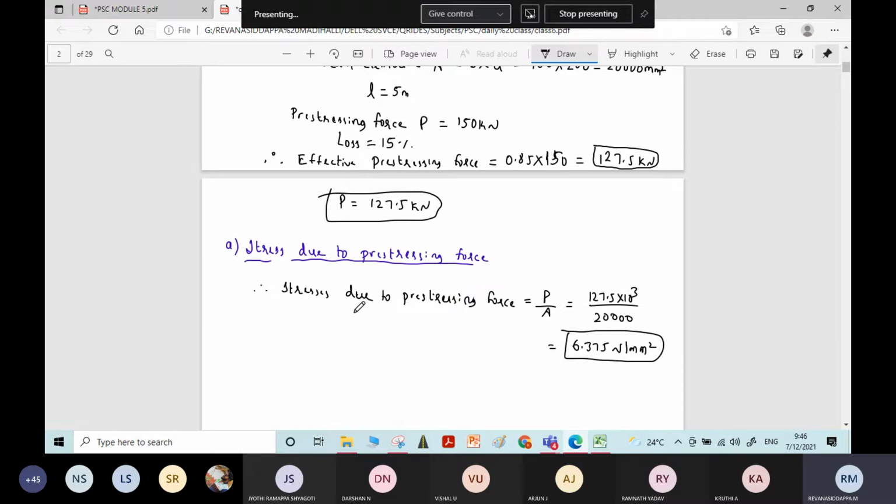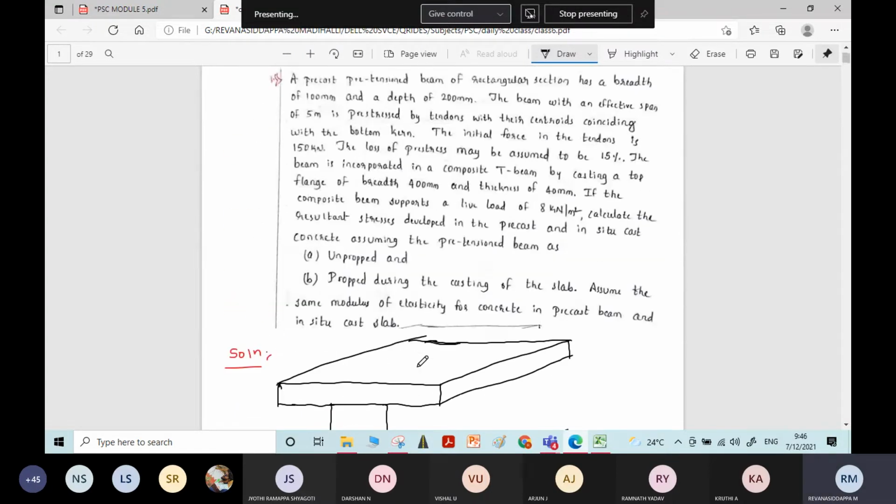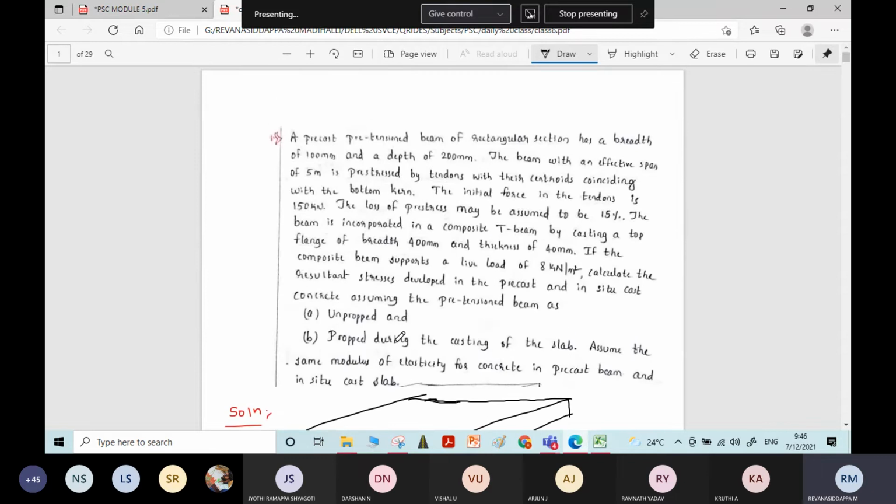Okay. If there is eccentricity, there will be stress due to the moment due to pre-stressing force. You just go through the problem. There is a statement given in the problem. The beam with an effective span of 5 meter is pre-stressed by tendons with their centroids coinciding with the bottom curve.